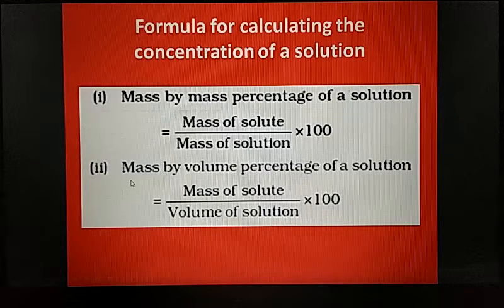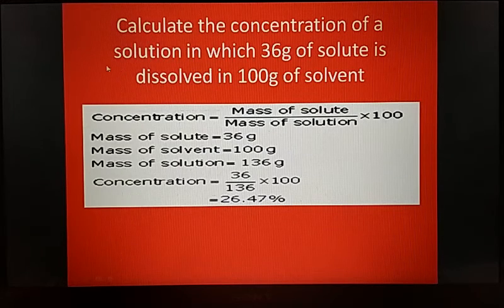Or you can use the second formula also, mass by volume percentage of a solution, where you need two things, that is mass of solute and volume of solution. So when you put these two things, mass of solute upon volume of solution into 100, you'll get the answer in percentage. So you can use either of these formulae as per the given values. Let's take one example here. In this question, it is asked to calculate the concentration of a solution in which 36 grams of solute is dissolved in 100 gram of solvent.